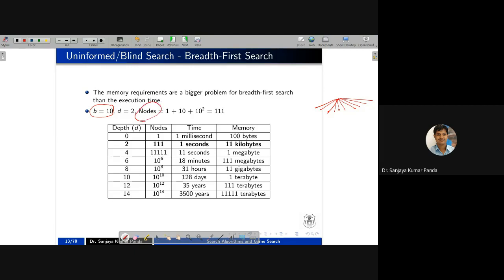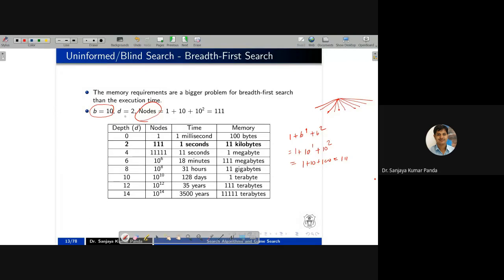the number of nodes in that particular tree is 1 plus b to the power 1 plus b to the power 2. If you put b as 10, it is 10 to the power 1 plus 10 to the power 2. So the total number of nodes you will find here is 1 plus 10 plus 100, which is equal to 111.